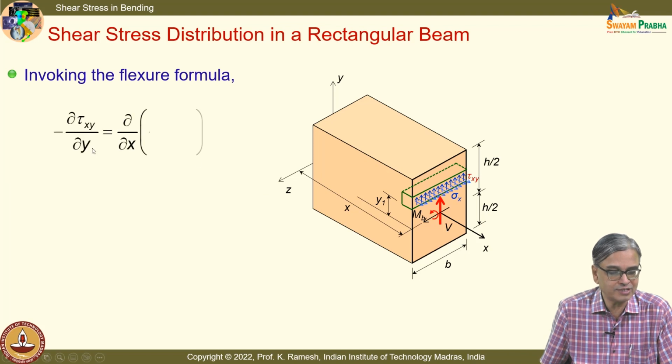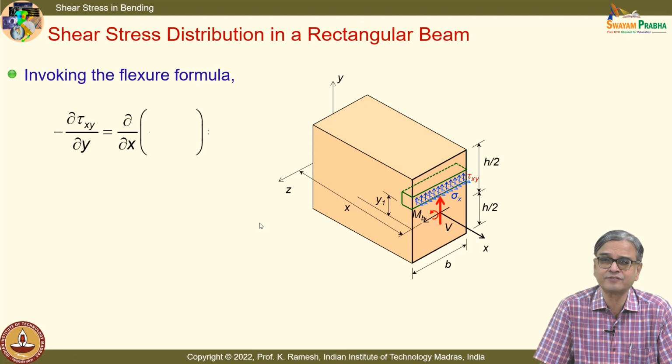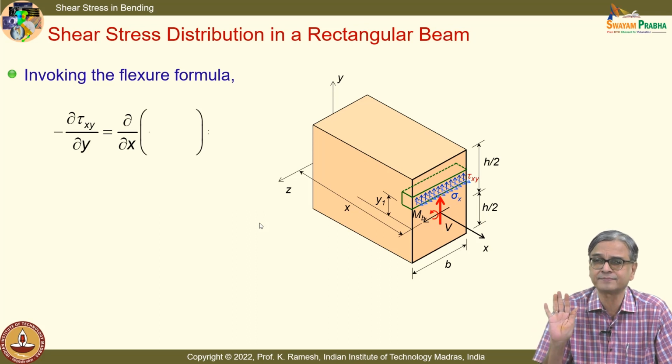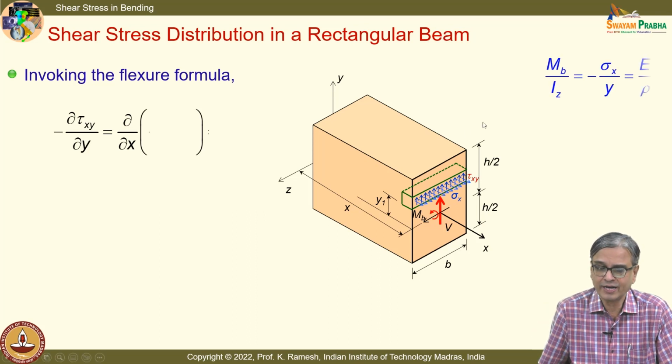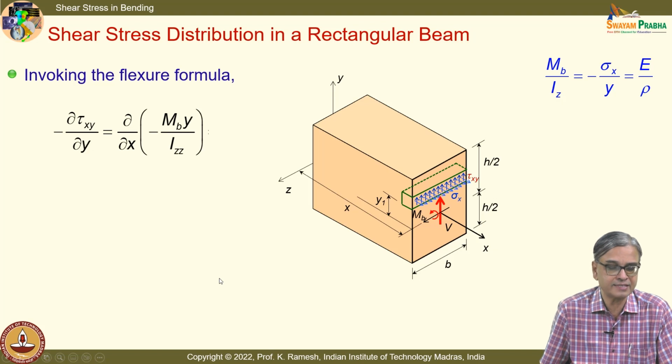So, what we are going to do is, I have this as minus ∂τxy/∂y equal to ∂/∂x. I can replace sigma x in terms of what we have determined from the flexure formula. I keep repeating this flexure formula because if you know that, you can solve a variety of problems related to bending. And you have this as Mb/Iz equal to minus sigma x/y equal to E/rho. So, I can replace the expression for sigma x in terms of bending moment and the moment of inertia. I write it here, minus Mb y/Iz.